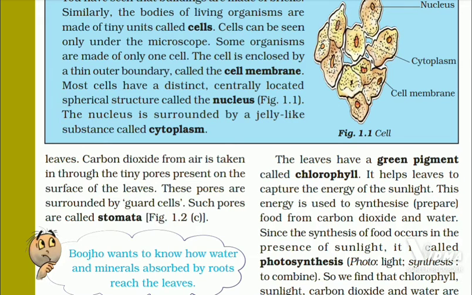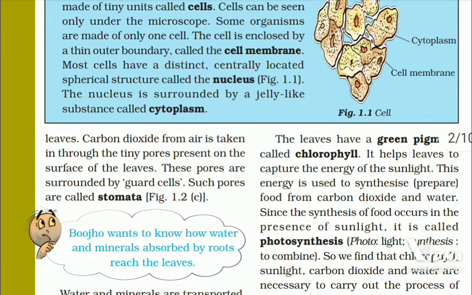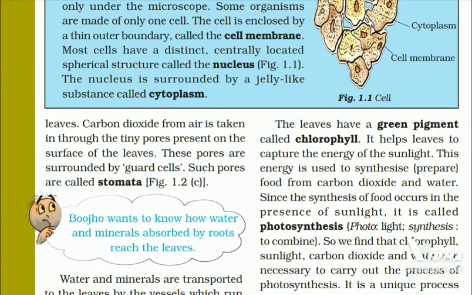Now, what is the meaning of pores? Pores are small holes, and carbon dioxide is a gas. So, carbon dioxide from air. Since air is a mixture of different gases, carbon dioxide is taken from air and it gets into the surface of leaves. Now, these pores are surrounded by guard cells.